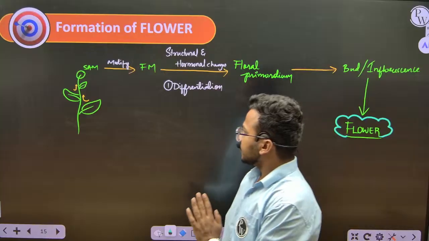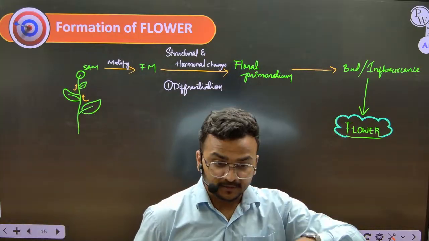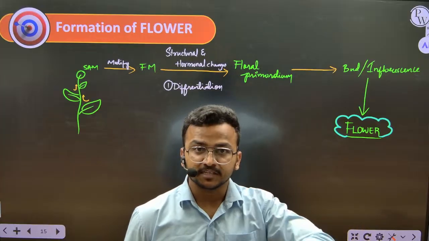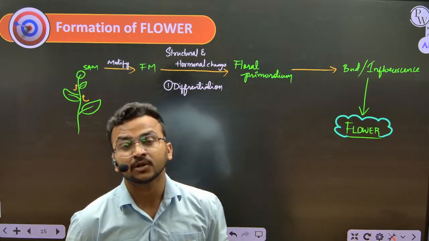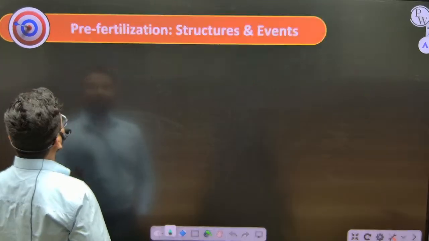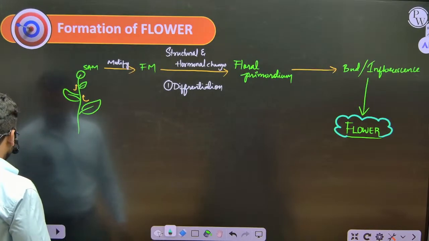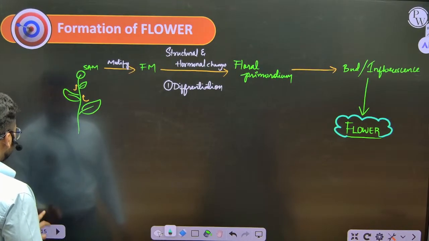Okay. Next class we will be seeing how the flower is formed and what the structures involved in that are. That is related to pre-fertilization structures and events. So the pre-fertilization structures and events, we will be discussing in the next class.